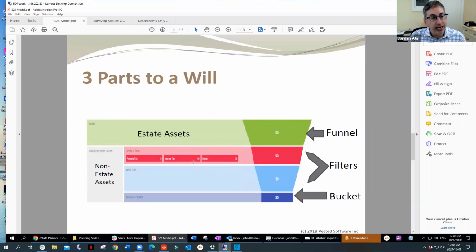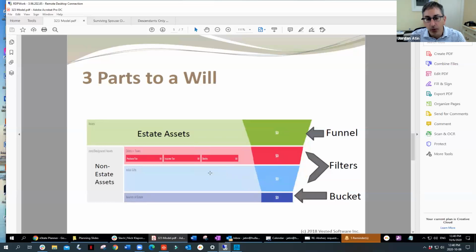And there's a couple of stages. There's filters for debts and taxes, things like that. That's gonna siphon off some money. And then there's this level called initial gifts. And initial gifts are things where there are a specific amount of money, X dollars, or there are specific assets: my piano, my shares in a corporation, my house. Those are initial gifts. Those come off the top, they're dealt with off the top.